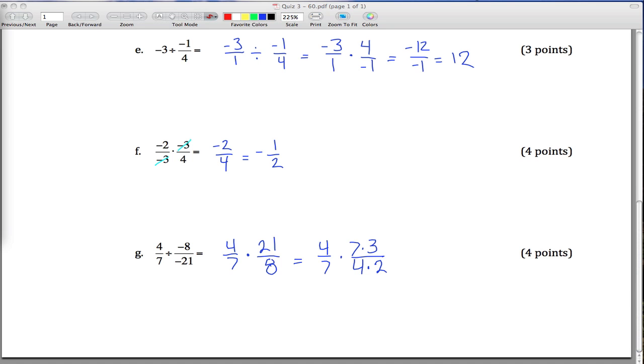If you write it in this form, we can cancel out the two 7's and cancel out the two 4's. All that remains is a 3 up in the numerator and a 2 in the denominator. So all this just simplifies down to 3/2. And that is the end of the third quiz.